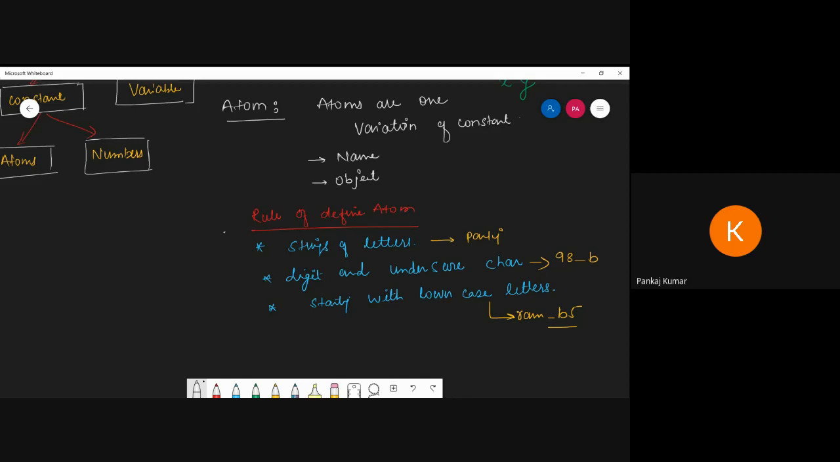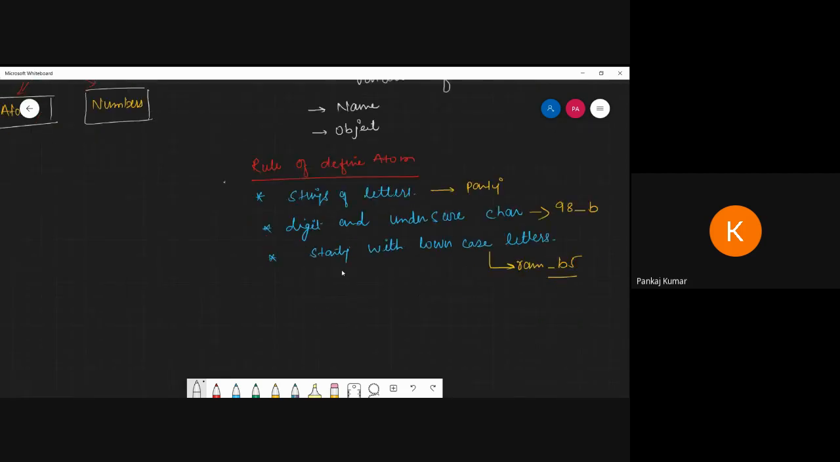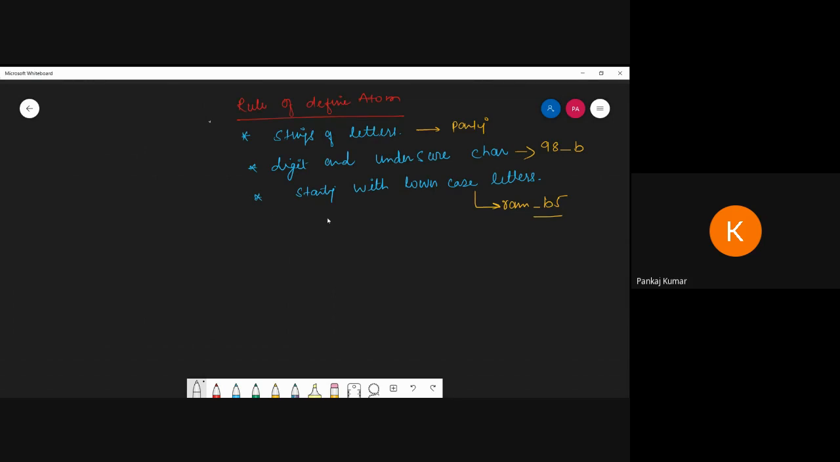Start with the uppercase letter or underscore letter we can write. So we have to write some rules, that is important for you. The number system: how can we define a number? Number is another variation to represent the object and constant. That comes inside the simple object section. So it may be defined such that the string of letter, digit and underscore character starts with the uppercase letter or underscore character.